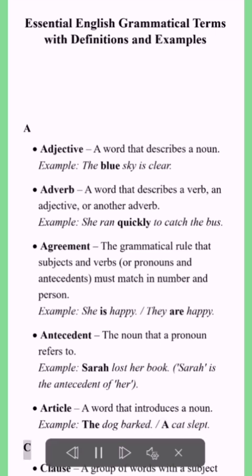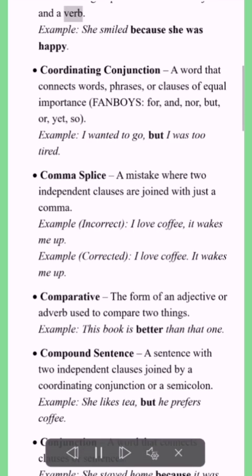C. Clause, a group of words with a subject and a verb. Example: she smiled because she was happy. Coordinating conjunction, a word that connects words, phrases, or clauses of equal importance. FANBOYS: for, and, nor, but, or, yet, so. Example: I wanted to go, but I was too tired.